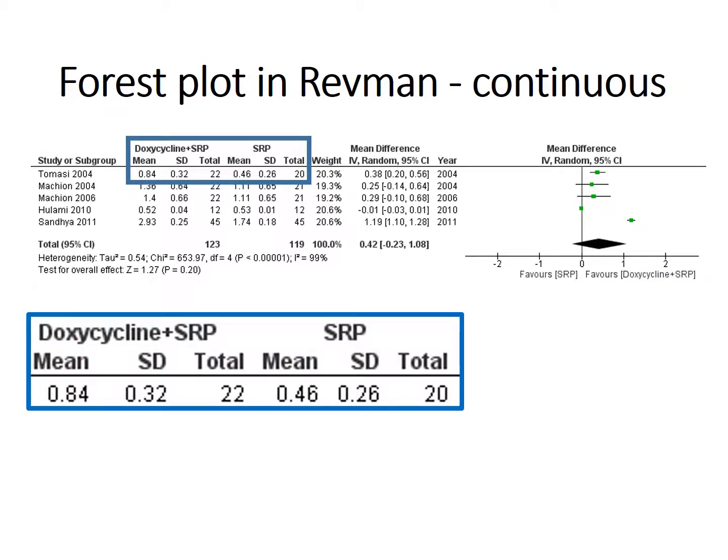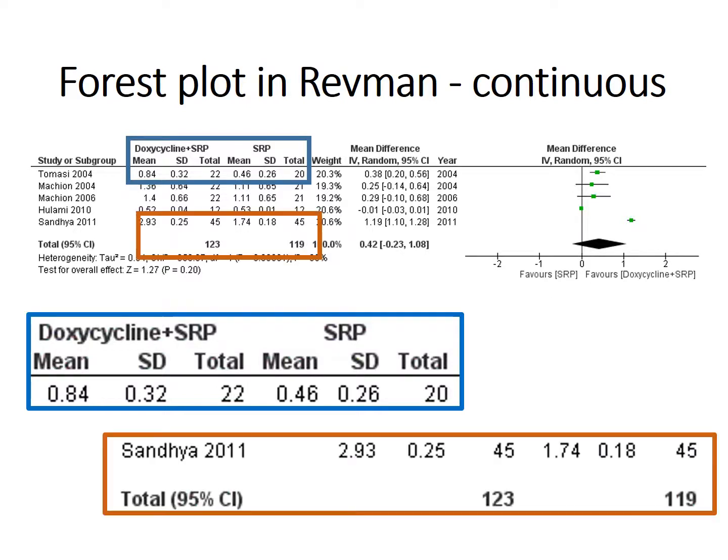The next six columns give the individual studies' mean, standard deviation and total patients respectively for test and control groups. So the first study, Thomas C 2004, recorded 0.84 as a mean and 0.32 as standard deviation in the test group, which had 22 patients. The total patients in each group is given at the bottom of this.